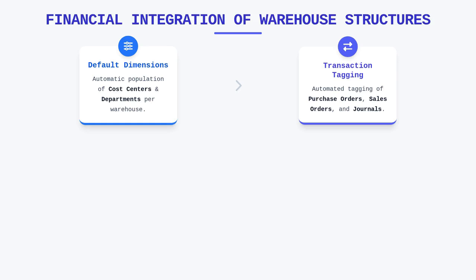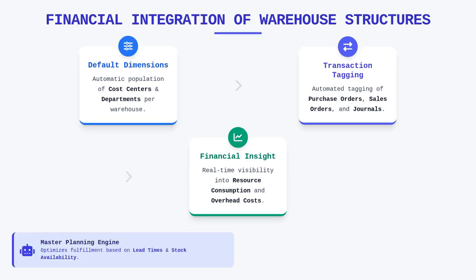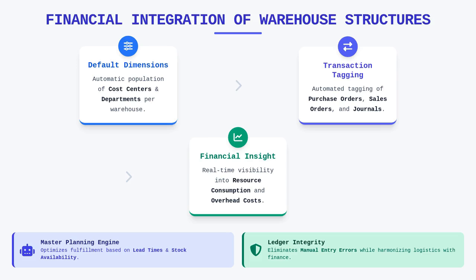Consider a manufacturing firm with multiple warehouses. If each warehouse is assigned a unique cost center dimension, the finance team can immediately see which facility is consuming the most resources or generating the highest overhead costs. This configuration reduces the manual overhead of data entry for warehouse personnel while simultaneously maintaining the integrity of the ledger.